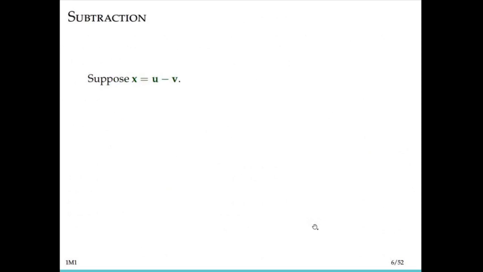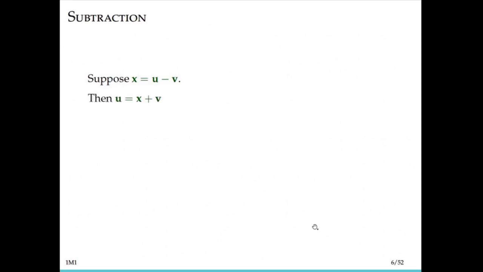Okay, what about subtraction of vectors? Suppose we have a vector x, which is u minus v. What does this mean? Well, you could think of it as u plus negative v. I already discussed what a negative vector is. It's the same vector with the same magnitude, but pointing in the opposite direction. That is one way to think about it.